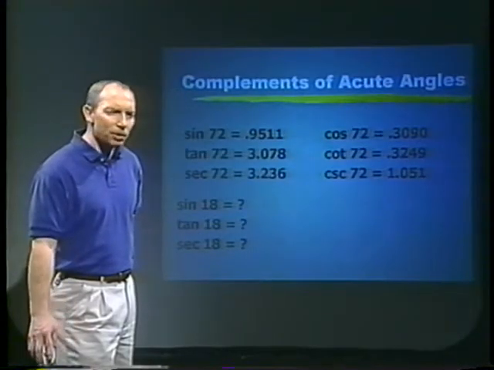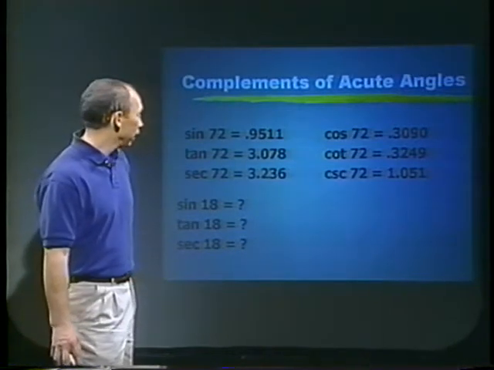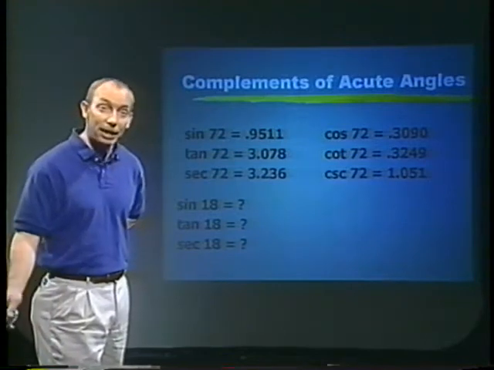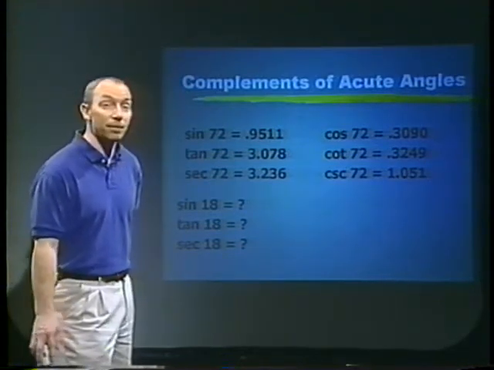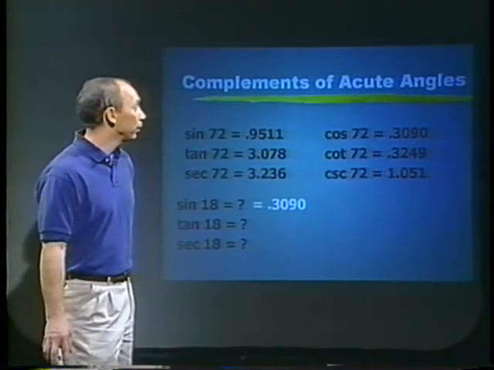What is the cofunction of the sine? The cosine. Okay, so the answer for the sine of 18 is going to be the same as the cosine of 90 minus 18, the cosine of 72, which I have listed as 0.3090.